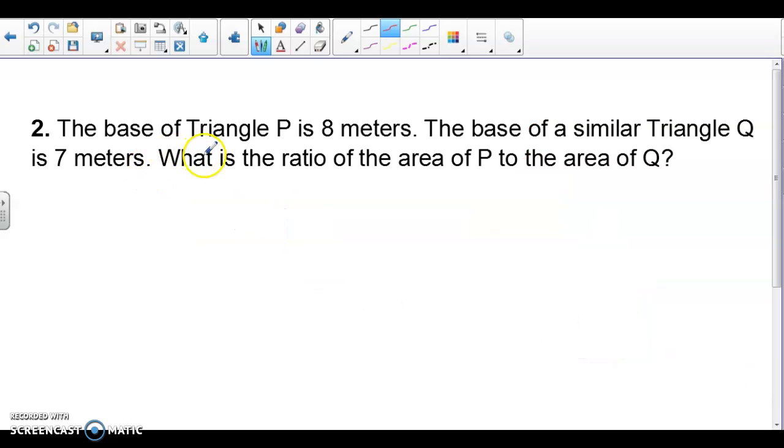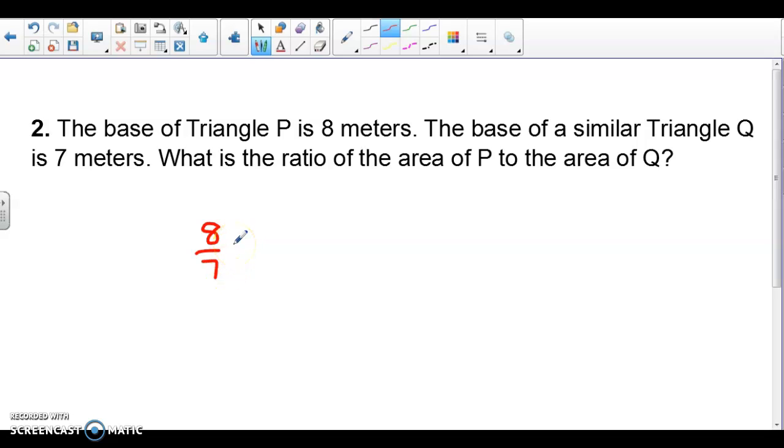So we have this problem here. It says the base of triangle P is 8 meters. The base of a similar triangle Q is 7 meters. What is the ratio of the area of P to the area of Q? So it's the area of P to Q, so that's why we have P on top and Q on the bottom. Now 8 over 7, I can't simplify that.